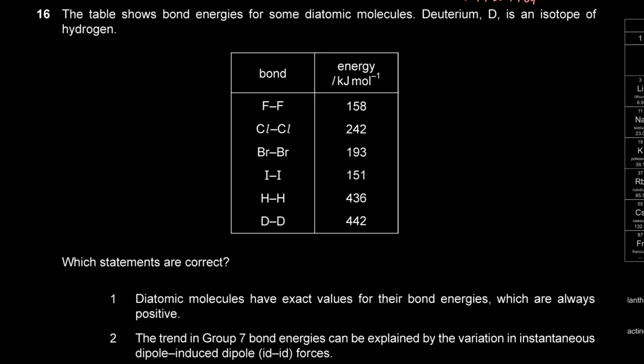The table shows bond energies for some diatomic molecules. Deuterium is an isotope of hydrogen. We're going to use the symbol D for deuterium. That's just hydrogen 2. Which statements are correct?